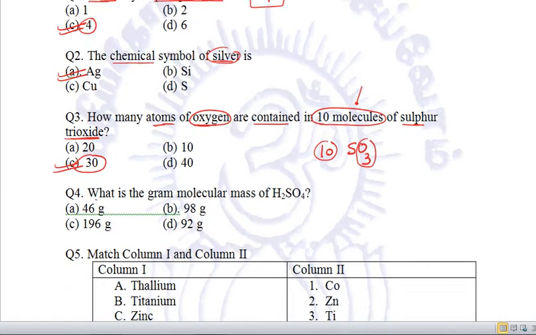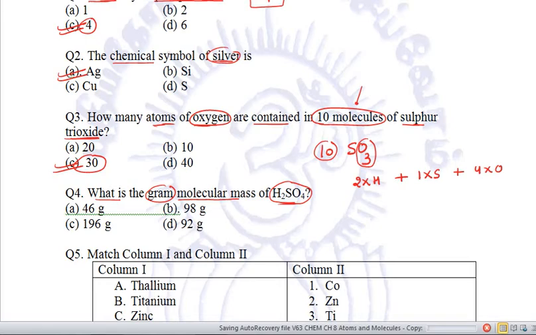The fourth question is: what is the gram molecular mass of H2SO4, that is sulfuric acid? We know exactly what gram molecular mass is. It is the molecular mass in grams. So first of all, we need to calculate the molecular mass. And how do we do it? Simply by knowing the formula. Here we can relate that in this formula we have got 2 hydrogen atoms, so we can write 2 into H, plus we have got 1 sulfur atom, so 1 into S, plus there are 4 oxygen atoms, so 4 into O.